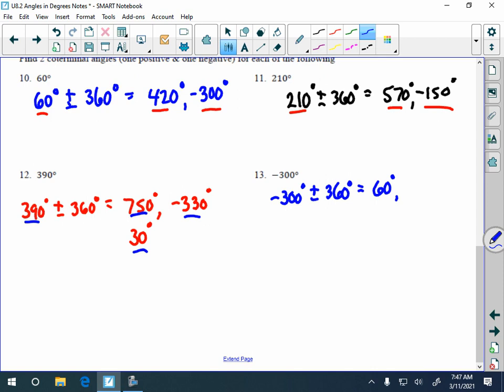And then we could take negative 300 and subtract 360. That's going to get us negative 660.